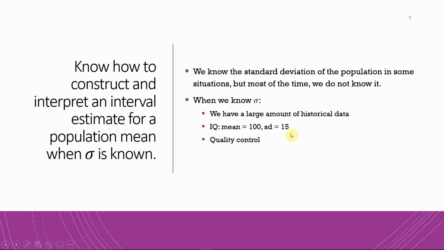That's a known. Now, have we collected the IQ of every single person who's ever lived or who lives right now? No. But again, we have such a large amount of historical data that we basically take this as the population parameters. Quality control, again, if you're, say for example, producing something, you probably have good control over the production, and you have a lot of information to know what the population parameters are, especially the standard deviation.